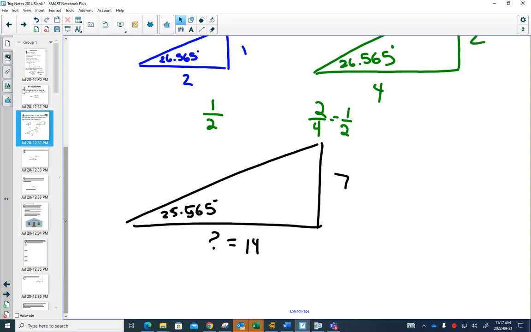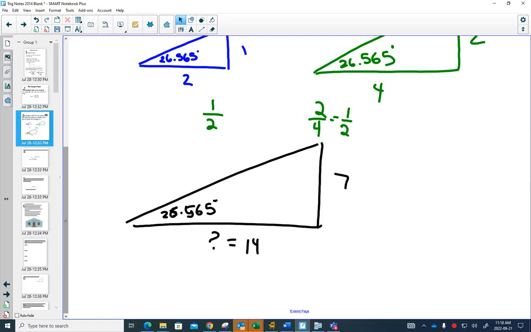Question? It's 26. I screwed up, right? Yeah, I'm sorry. Thank you. I figured out with my calculator what it was supposed to be, and in this unit we're going to learn how to do that.